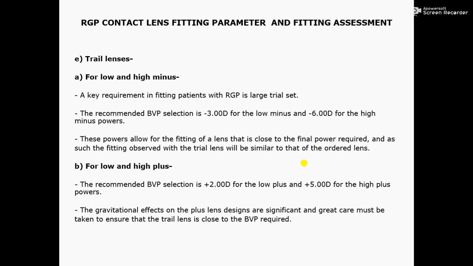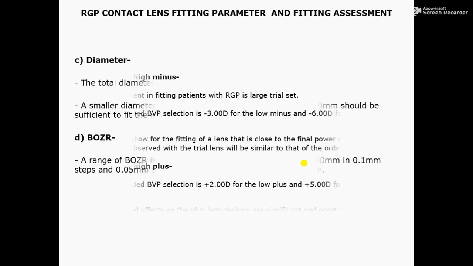Here, for plus lens +2 diopter to +5 diopter, we need to check the back vertex power, and care must be taken to ensure that the trial lens is close to the back vertex power required.